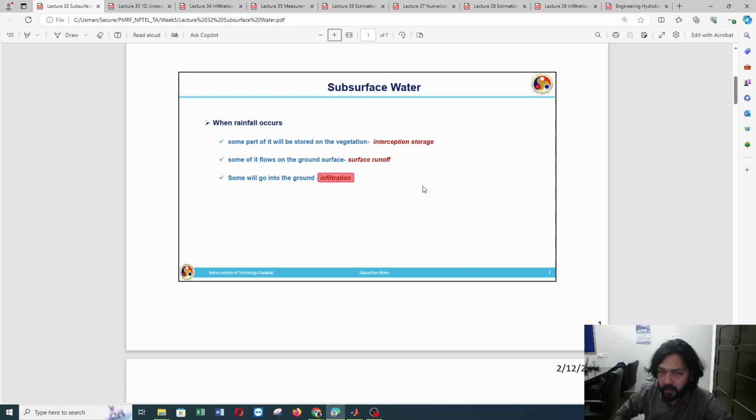And also in the second part, as we usually do in this session, at the end we'll discuss the numerical based on the theory, and at a later stage we'll also discuss a few questions based on assignment 5. Right, so we'll start with the topic which is subsurface water.